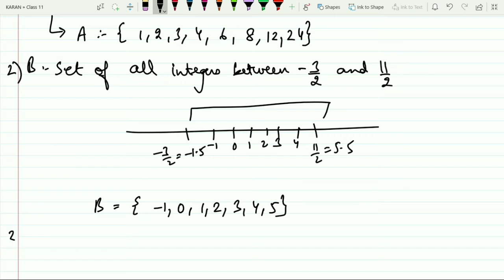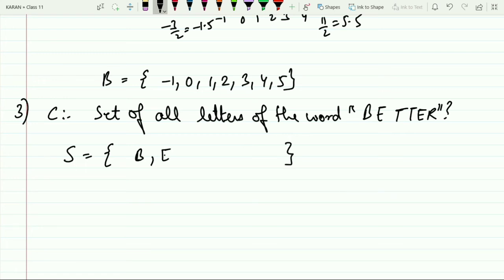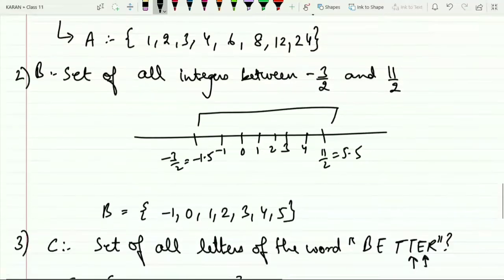Fine with this? So moving on to the third example. Set of all letters of the word. Let me take the word "better". What will be the set in this case? A set is a collection of well-defined distinct objects. So B will come, right? Then E will come, then T will come. Now you will not repeat T twice. Again, you will not repeat E twice, and the last will be R. Fine with this? So that is how we generally denote sets in the roster form.